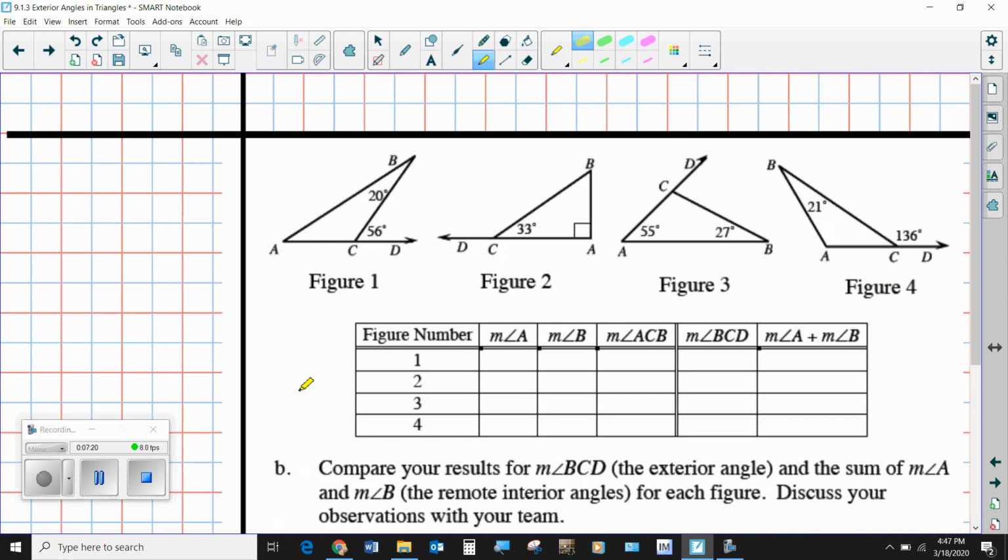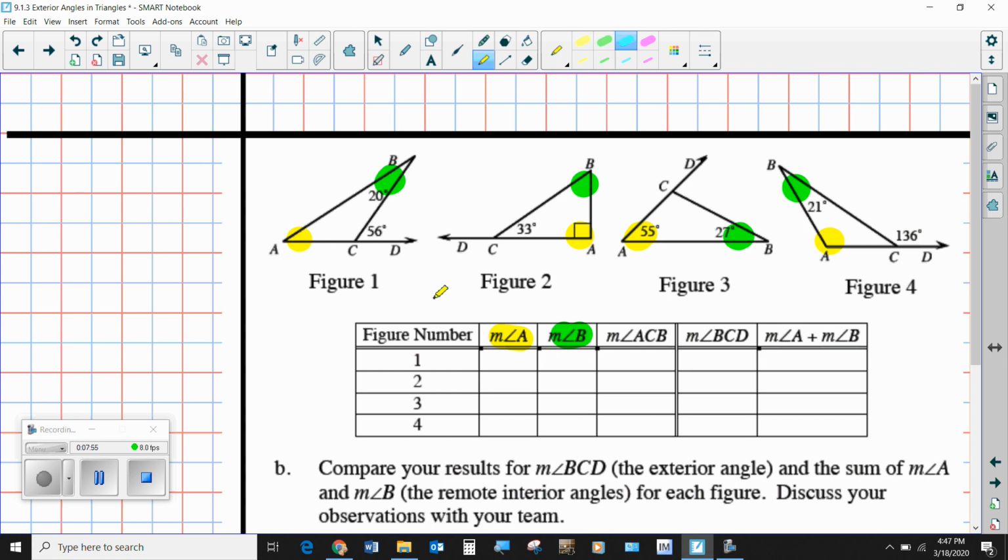Okay, so this is what I'd like for you to do. I'm going to pause the video. What I want you to do is identify in every single one of these angles. Here's angle A, angle A, angle A, and angle A. Please record for each one of these figures the measure of angle A, if you know it. If you don't know it, just leave it blank for now. Then let's find angle B and find the measure of angle B for each one of these situations. Once again, if it's given, write it in. If it's not, leave it blank.